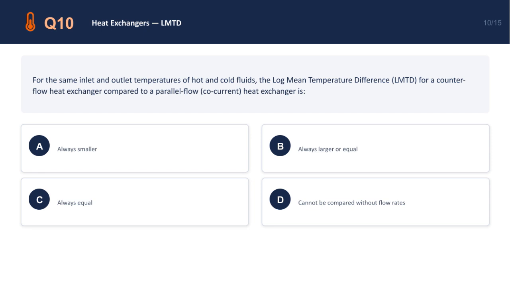This happens because, in a counterflow setup, the temperature difference driving heat transfer is more evenly spread along the length of the exchanger. As a result, counterflow exchangers are more effective at transferring heat and can even cool the hot fluid to temperatures lower than the cold fluid's outlet, which parallel flow exchangers can't do. So, the correct answer here is that the LMTD is always larger or equal in counterflow compared to parallel flow.